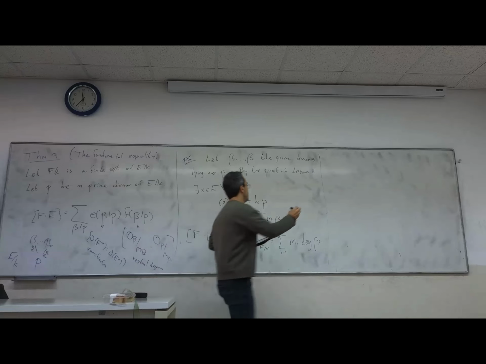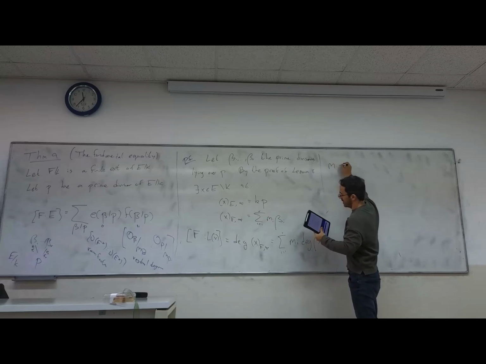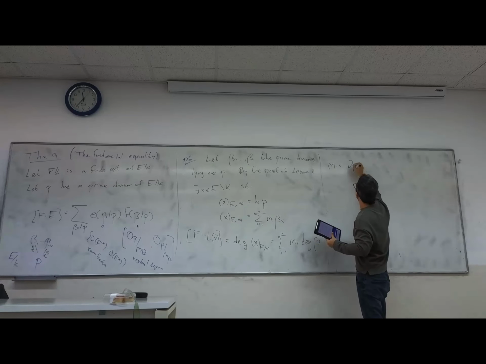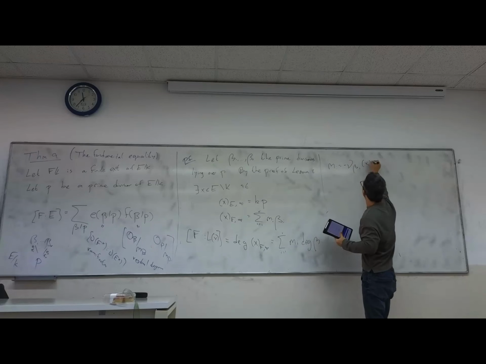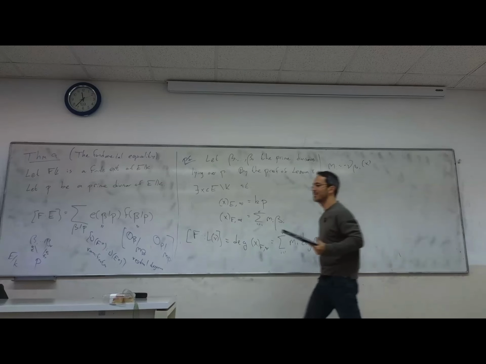Now m_i, let's look at the m_i for a second. So we know what m_i is, right? As I said, it's the minus of the valuation of pi at x.